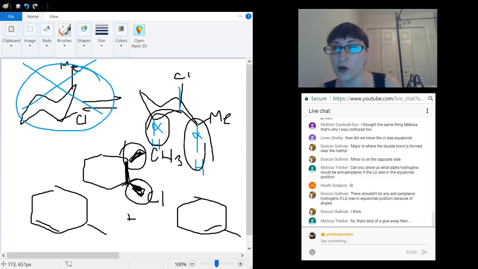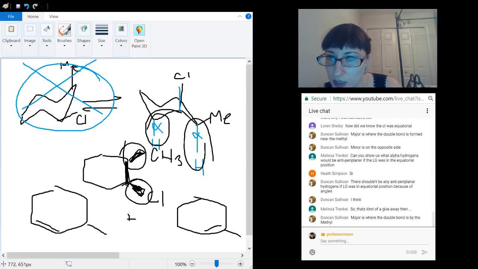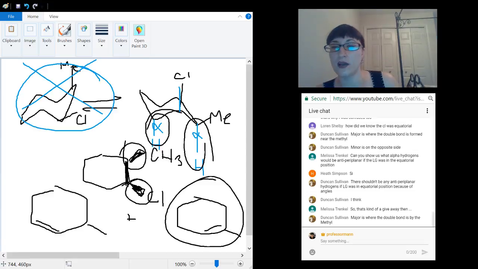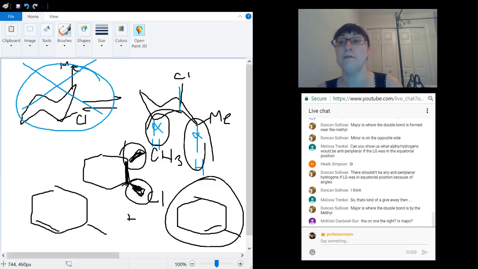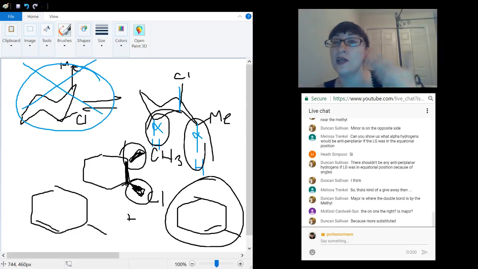And Melissa, there are no anti-periplanar hydrogens as fits in the equatorial position. That's why it would have to flip to the axial. You'll basically only ever see this with axial positions. So yeah, if you thought that the one on the right is going to be our major, yes, because it's more substituted.